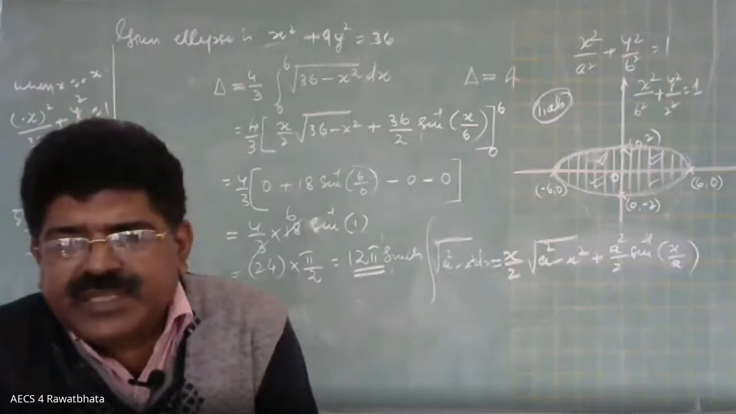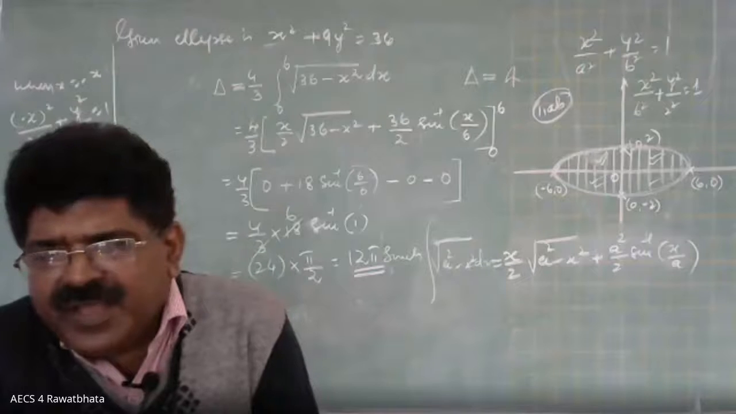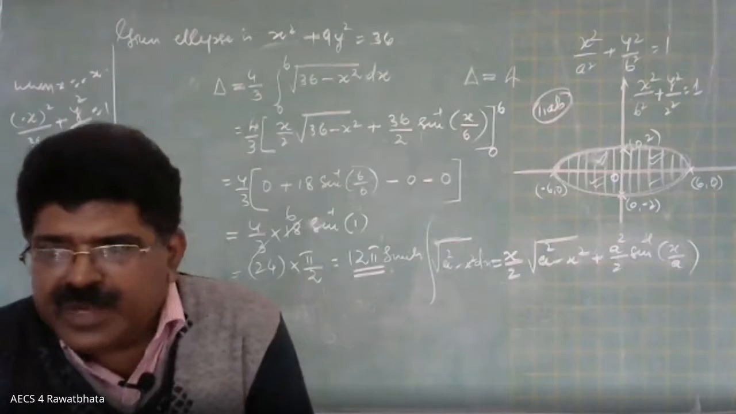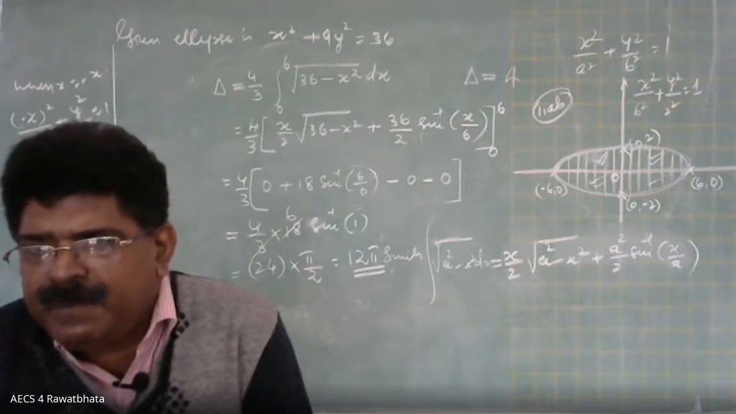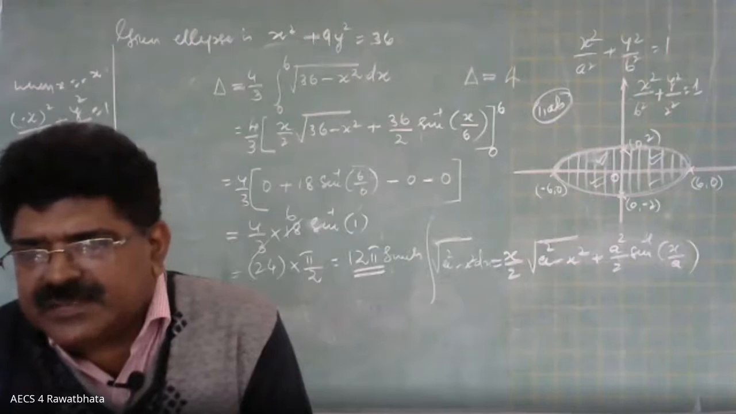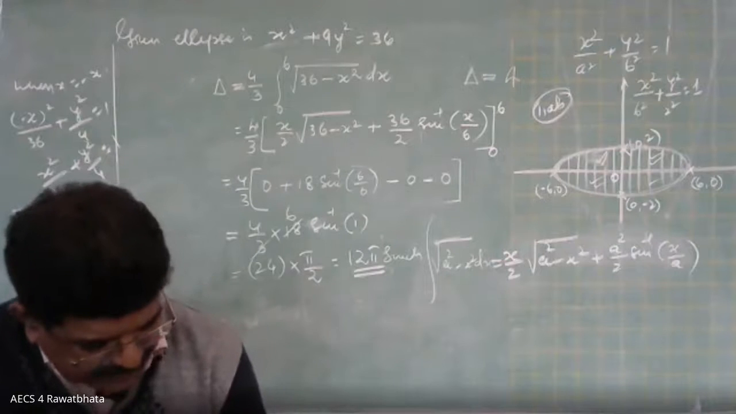Okay, shall we go to the next question? Any doubt from this problem? No, sir. Do you remember the formula? Yes, sir. Can you tell? Integration of under root of a squared minus x squared dx is equal to x by 2 under root a squared minus x squared plus a squared by 2 sine inverse x by a. Will you remember it? Yes, sir. Okay, very good. Next question.